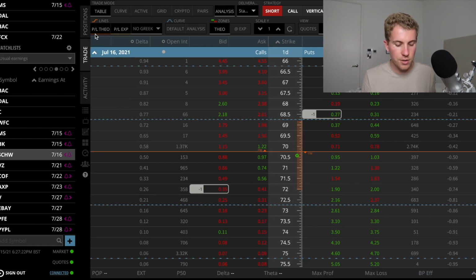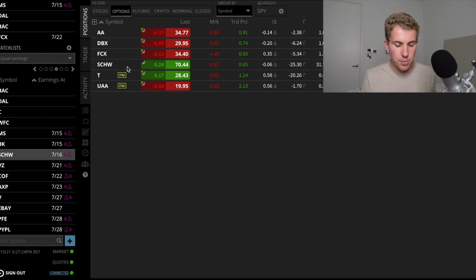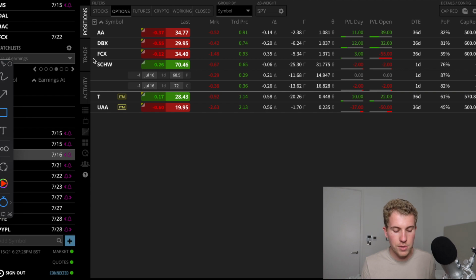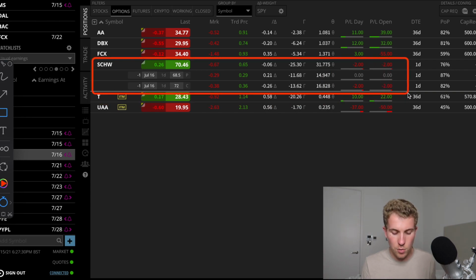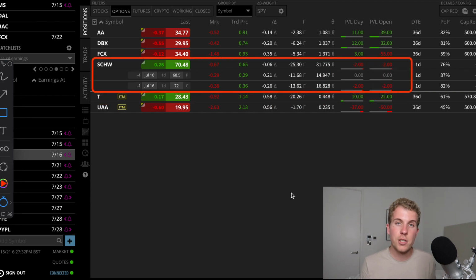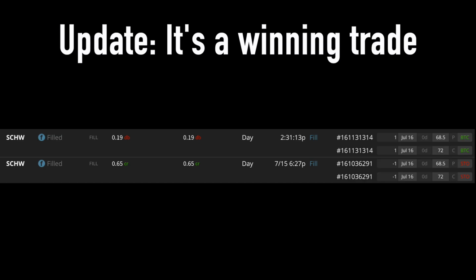So I see that now it got filled, and now when I go into my positions, I should be able to see that. So you see that I have a Schwab position now. I have opened my short strangle, and now my trade is open, and basically tomorrow at the market open I'm going to know if I make a profit or not. So stay tuned, and I'll be telling you if I made a profit on that trade or not.